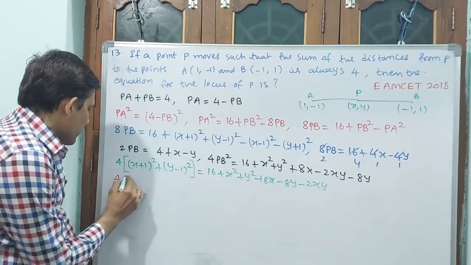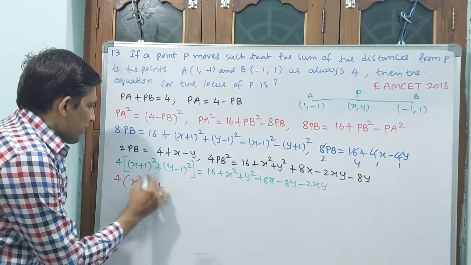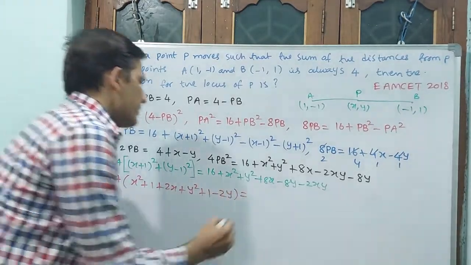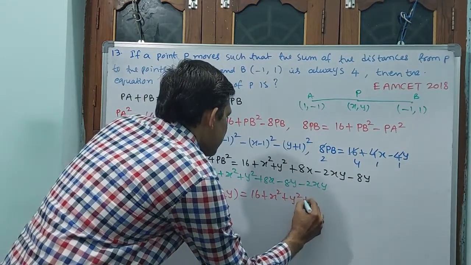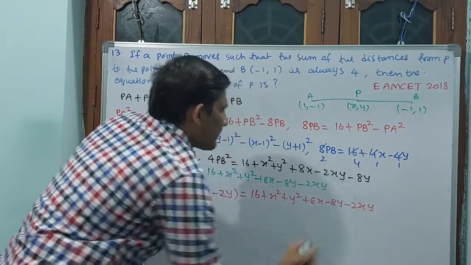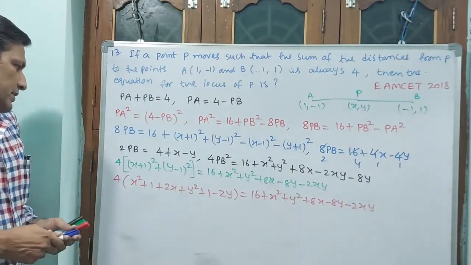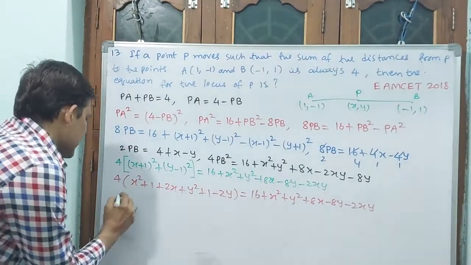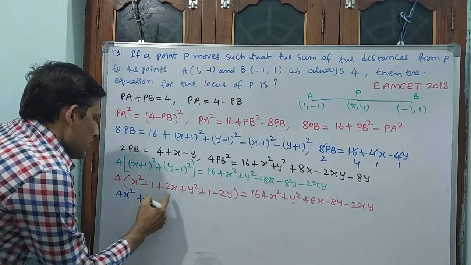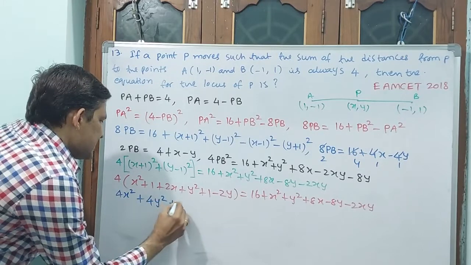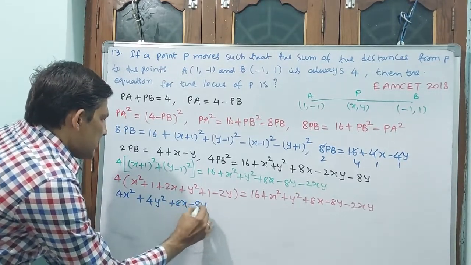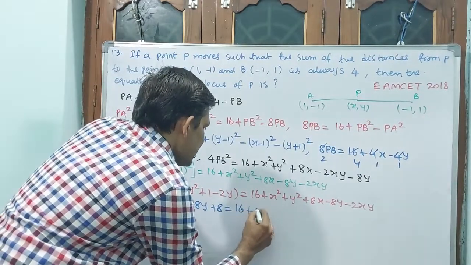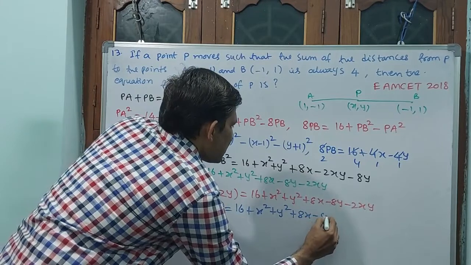Now wait, 4, see, a square plus b square plus 2ab plus a square plus b square minus 2ab is equal to, this is 16 plus x square plus y square plus 8x minus 8y minus 2xy. Okay? Now you see 4x square minus x square, 3x square. Let me expand, afterwards we will cancel out. 4x square plus 4y square plus 8x minus 8y. Okay, now 1 plus 1, 2, 2 into 4, 8 plus 8 is equal to, this side you copy that, 16 plus x square plus y square plus 8x minus 8y minus 2xy.